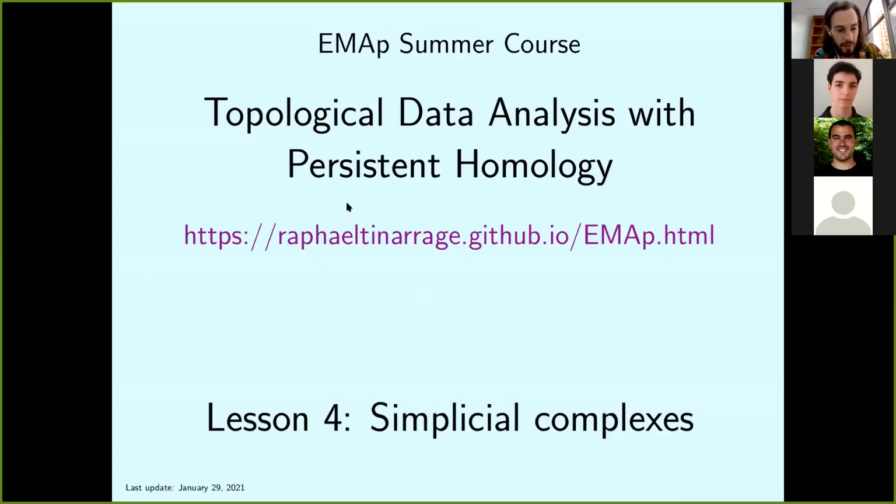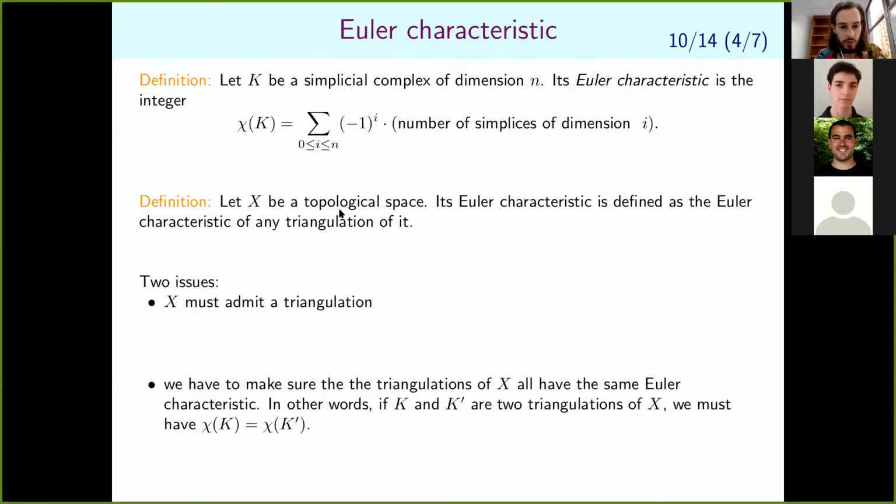I was saying that in order to define the Euler characteristic of a topological space, we start by triangulating it, and then we compute the Euler characteristic of our triangulation, our simplicial complex.